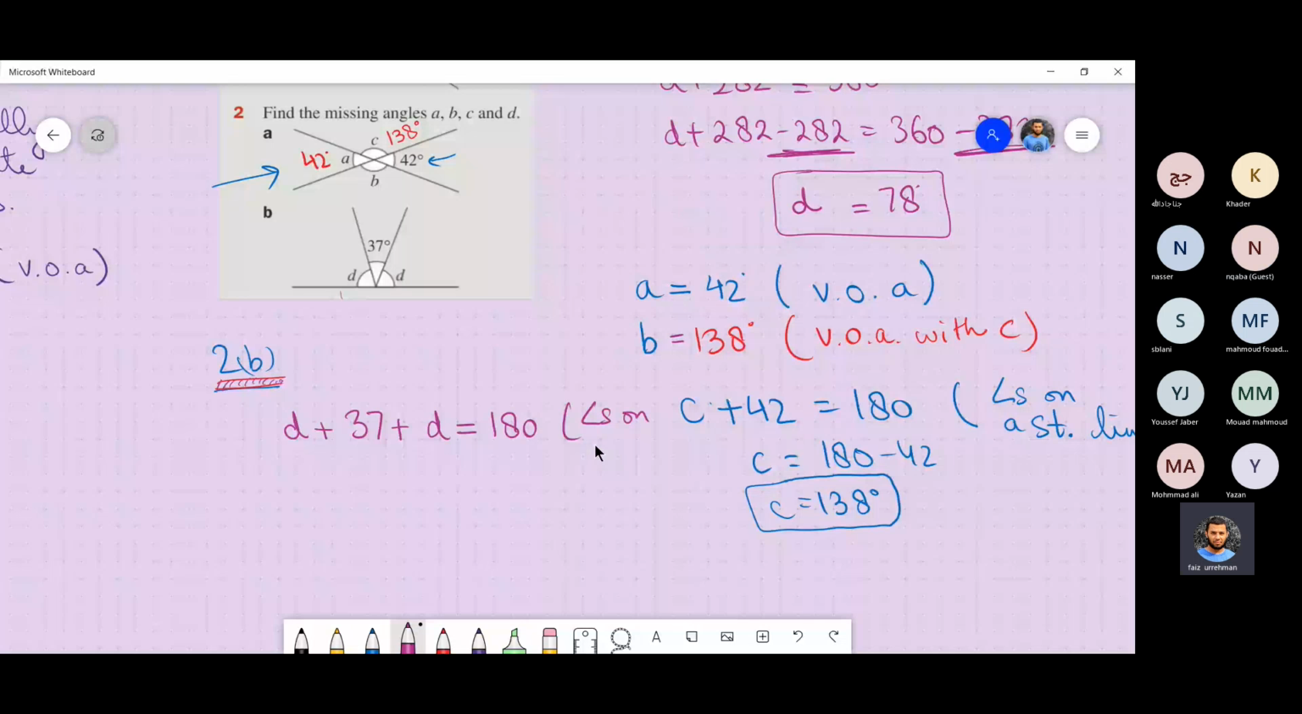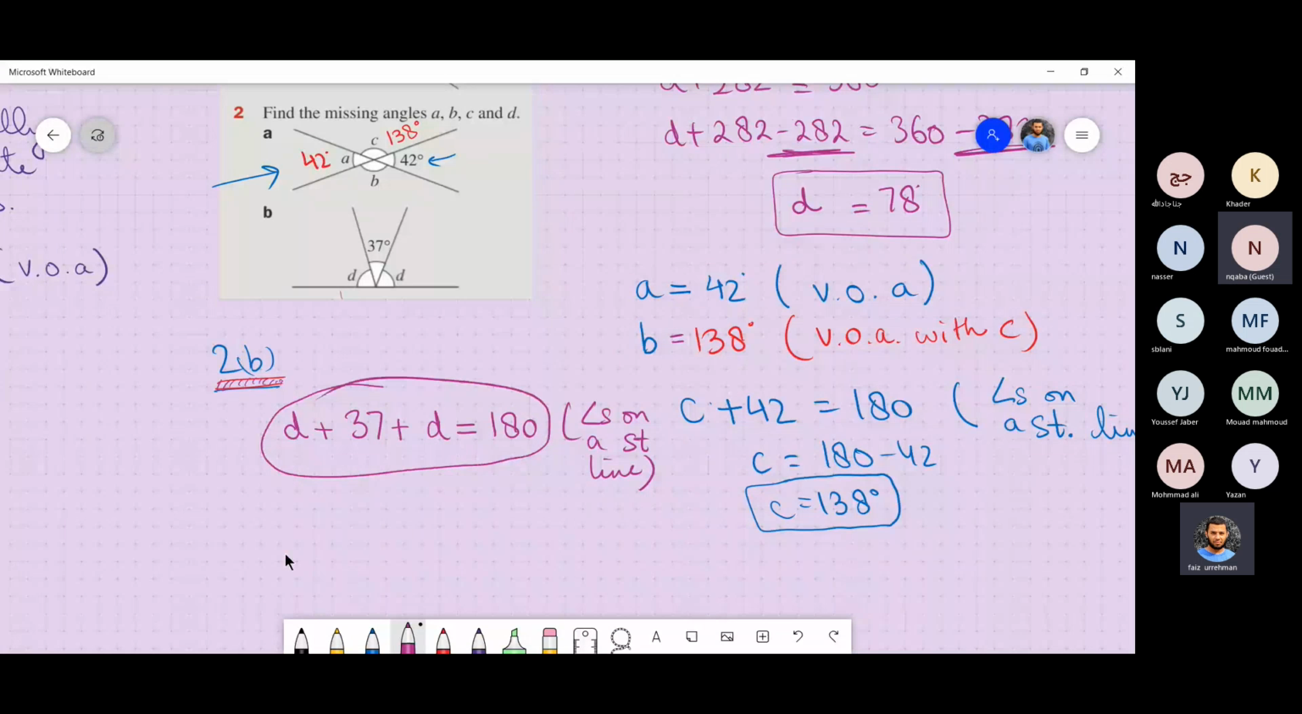Now we will try to simplify. The most important thing is making the equation correctly. If you can make the equation correctly, you can find the answer. But if you cannot, you will just guess, okay, D will be this, D will be this.